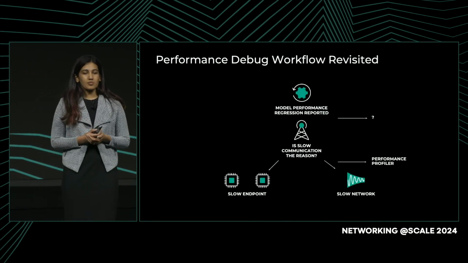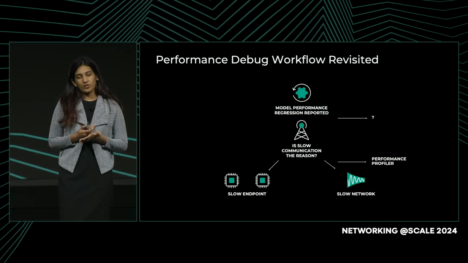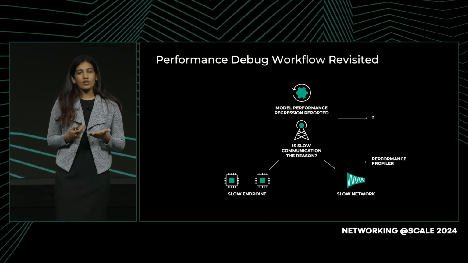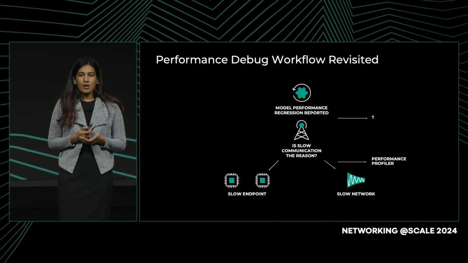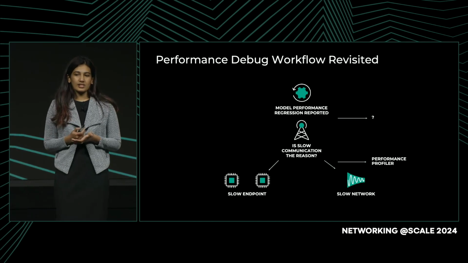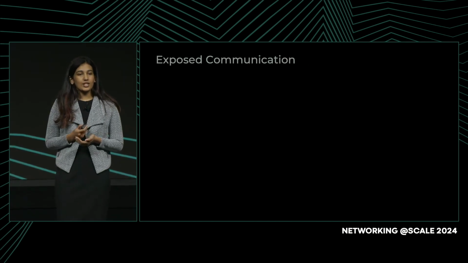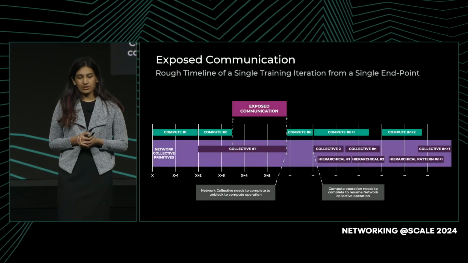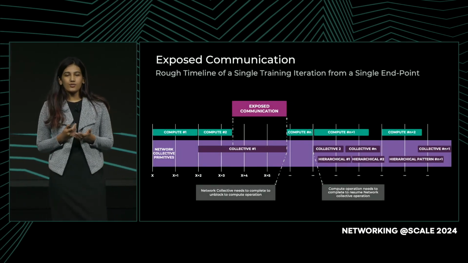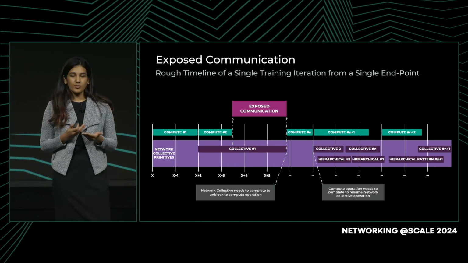So we just spent the last minutes talking about the performance profiler that we built to root cause any slow ranks or slow network, but how do we know if a slow network is actually causing a model degradation? For that, we need to understand what exposed communication is. A training iteration consists of communication and computation operations.